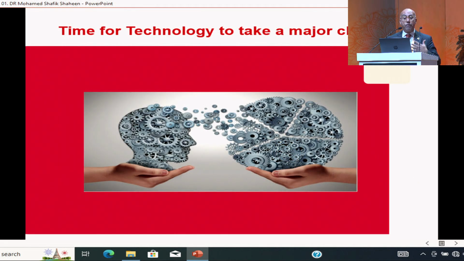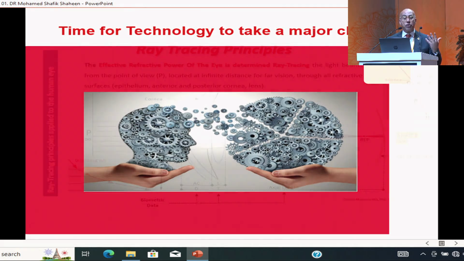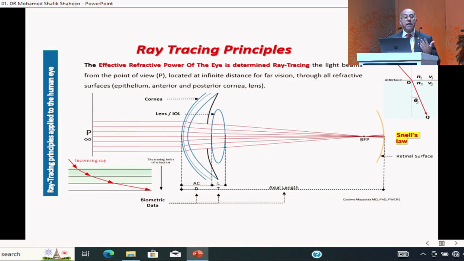Now it is time for the technology to change, a major change, which is the ray tracing principle in customizing our refractive surgery. We know as a fact that ray tracers are much better aberrometers in tracing the rays to the fovea. Nevertheless, no technology up till now has been able to do a ray tracing guided ablation.